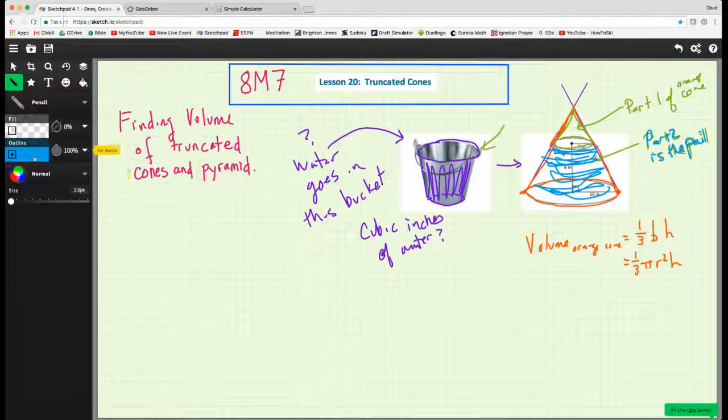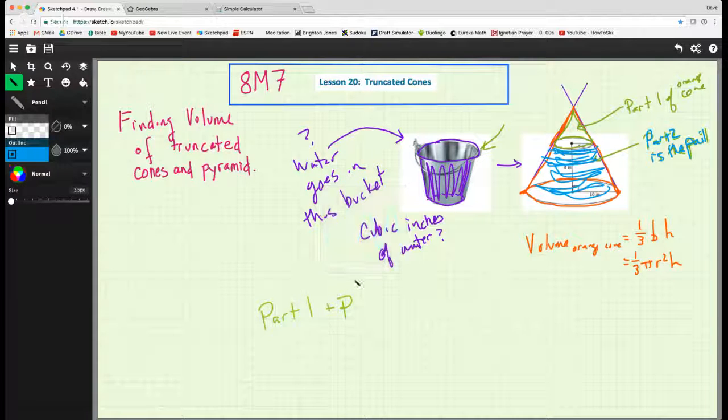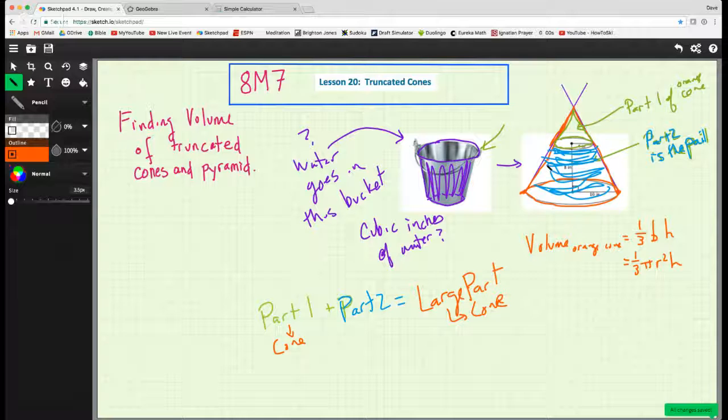So what we can say is part one plus part two equals the large part. That makes sense? So the large part is a cone, and part one is a cone. So if we can find the volume of the whole thing and subtract off the smaller cone, we can get part two, because the large minus part one equals the pail. Right? The volume of the whole minus the volume of the little thing equals what's left over. Now the key thing here is, how do we find out what's left over?